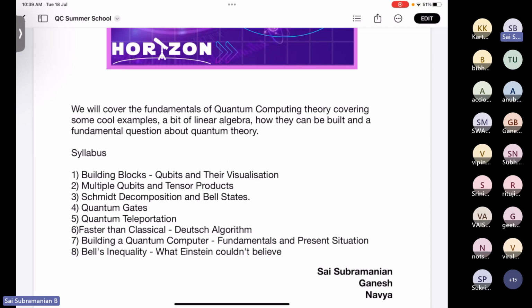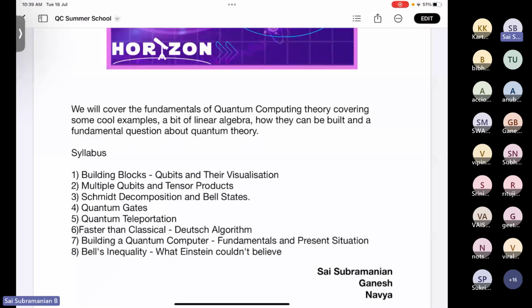Then after that, we will move on to quantum gates. And then after that, we will go on to a couple of interesting examples. One is quantum teleportation. Along with that, we will also do something called superdense coding. And once we're done with those two, we will look at a problem that quantum computers can do faster than a classical computer, which is the Deutsch problem, and the solution being the Deutsch algorithm.